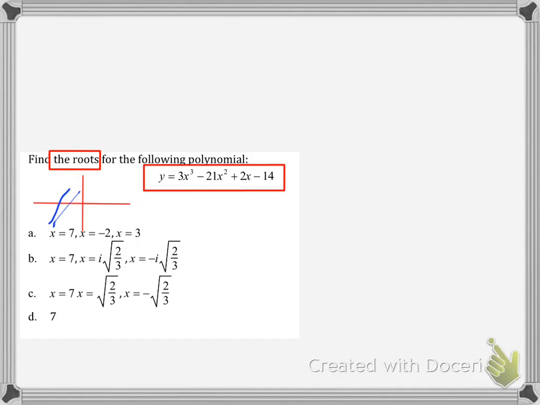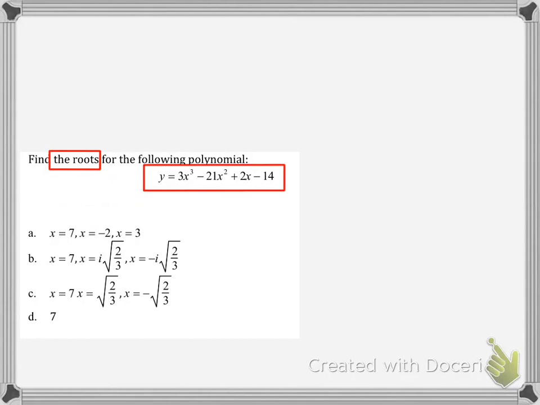1, 1, 2, and 3. So we're trying to find out where it crosses the x-axis. In this case, it will be this one and this one. And we're going to be doing it algebraically.